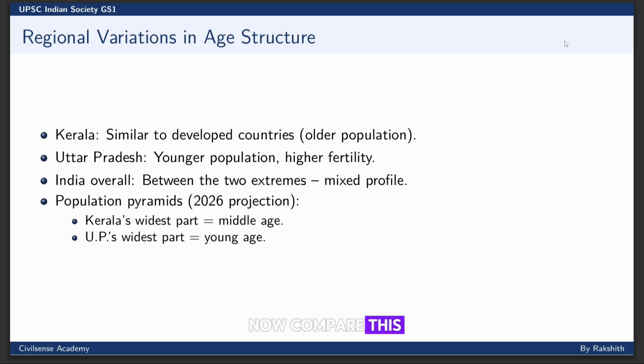Now compare this with Uttar Pradesh or Bihar. These states have a very wide base in their population pyramid, meaning a very large number of children and youth and a relatively smaller elderly population. So if you imagine the population pyramid, Kerala's pyramid is wider in the middle and Uttar Pradesh's pyramid is wider at the bottom, and India as a whole lies somewhere in between.